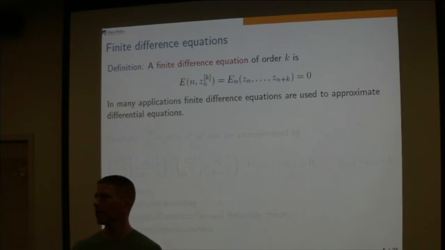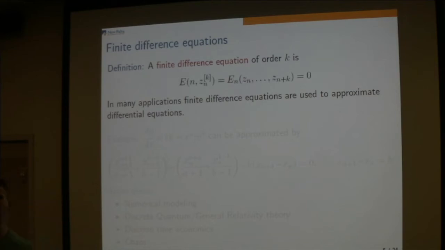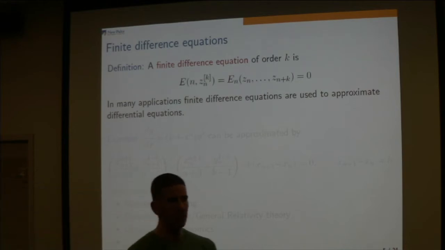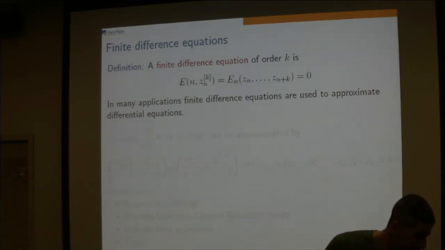What kind of function is E sub n? Polynomial or anything? I don't have any restrictions on E. Okay. So it's just a relation between neighboring points, just a way to relate neighboring points together. So it does not have to be polynomial, it can be anything.